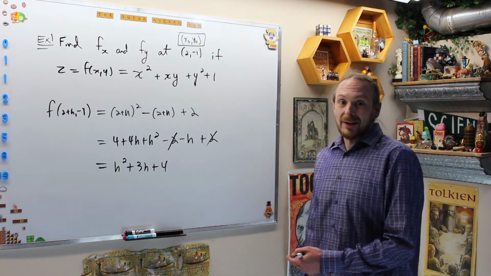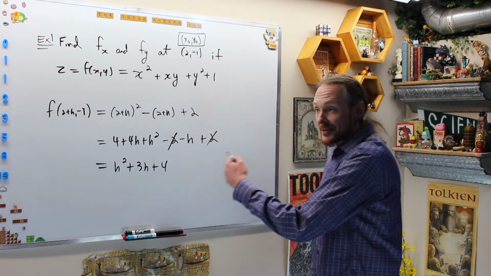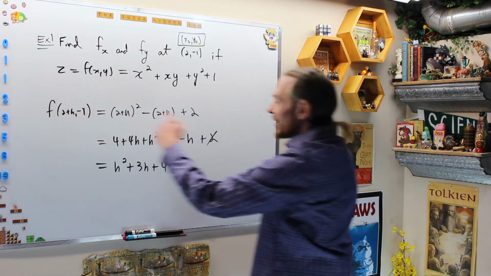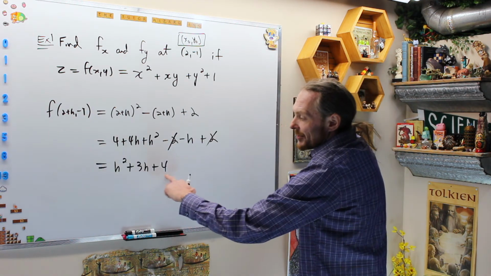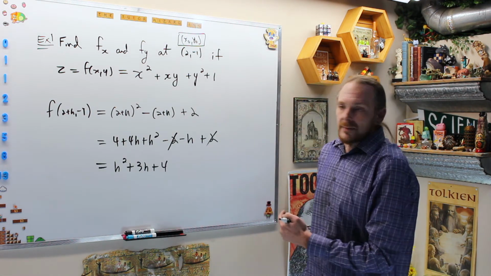I just erased the first line. I already know what it is. F of 2, negative 1 is 4. F of 2 plus h, negative 1 is h squared plus 3h plus 4. Now let's use the definition of derivative.